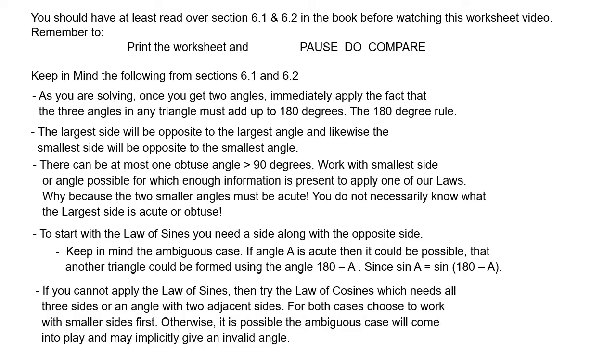If you cannot apply the law of sines, then try the law of cosines, which needs all three sides or an angle with the two adjacent sides. For both cases, choose to work with the smaller sides first. Otherwise, it is possible the ambiguous case could come into play and may implicitly give an invalid angle, something you might not catch.